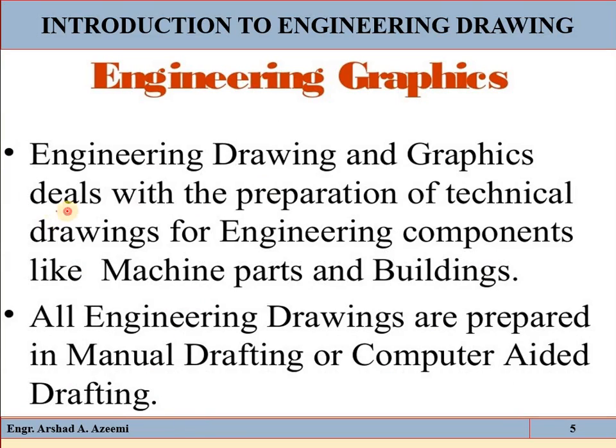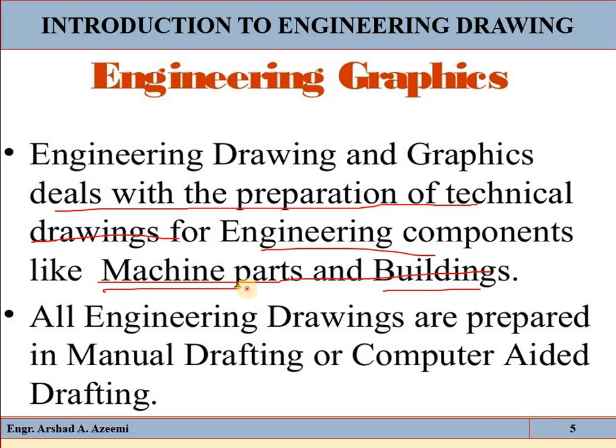Engineering drawing and graphics deal with the preparation of technical drawings for engineering components like machine parts and buildings. Suppose you are designing a structure, then it is called structural drawing or civil drawing. And suppose you are drawing the sketch or graphics of any components, elements, or parts of a machine, then it will be called mechanical drawing. All engineering drawings are prepared in manual drafting or computer aided drafting.